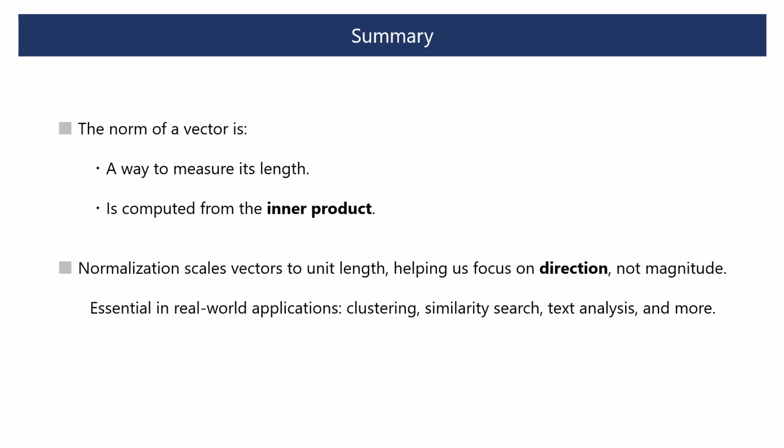Let's wrap up. The norm of a vector is a way to measure its length. It is computed from the inner product. Normalization scales vectors to unit length, helping us focus on direction, not magnitude. It is essential in real-world applications: clustering, similarity search, text analysis, and more.